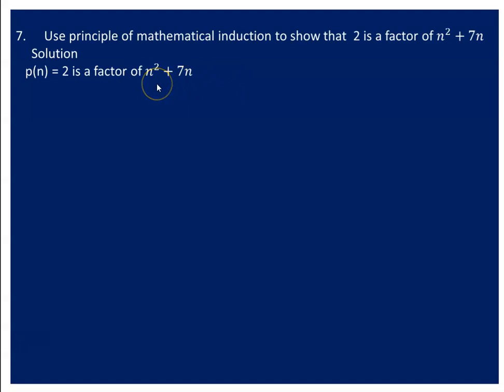What if I take 10, for instance? This is going to be 100, and this is 70. So 100 plus 70 makes 170, and 2 is a factor of 170, it agrees. So we are unable to show the truthiness of this just by substituting every natural number in place of n. Whenever you encounter such statements, you need to prove this using the principle of mathematical induction. As I tried to explain earlier, we need to apply those 3 steps, okay? So here I start.